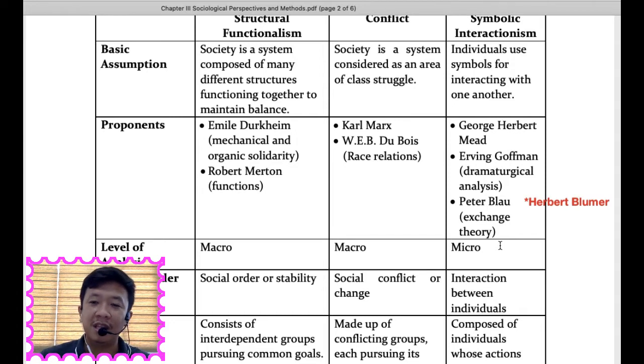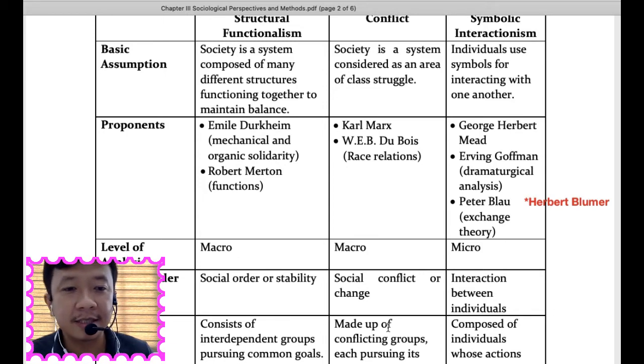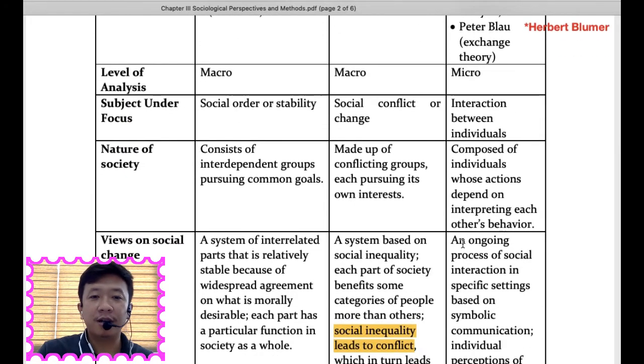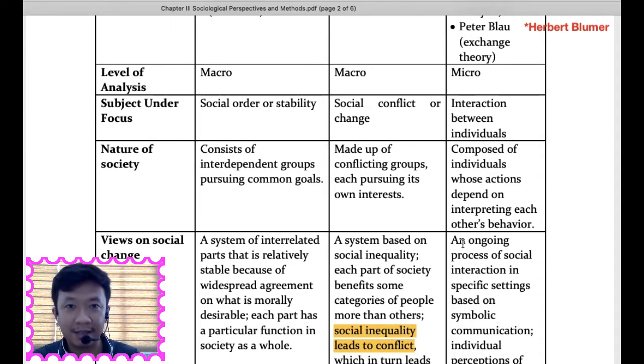Okay? So yun yung point din ni Herbert Blumer. So yung levels of analysis, actually yung symbolic interactionism, it can be macro, it can be meso, it can also be micro. So it hits all levels of analysis. No? Now, in terms of the subject under focus, so ang pinaka-focus talaga ng structural functionalism is social solidarity.